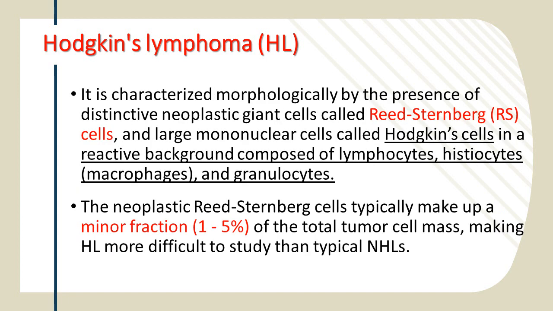It is important to note that Hodgkin's lymphoma is characterized morphologically by the presence of distinctive neoplastic giant cells called Reed-Sternberg cells, as well as large mononuclear cells called Hodgkin's cells, in a reactive background composed of lymphocytes, histiocytes, and granulocytes. Moreover, the neoplastic Reed-Sternberg cells typically make up a minor fraction, about 1 to 5% of the total tumor cell mass, making Hodgkin lymphoma more difficult to study than typical non-Hodgkin lymphomas.